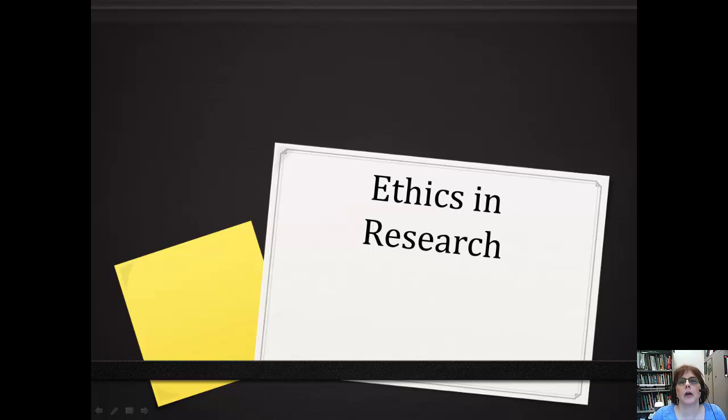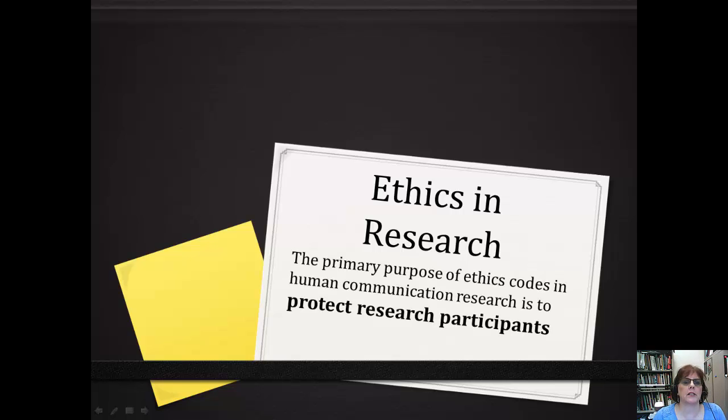Whenever you conduct research, you must be concerned with ethics. In the general sense, ethics is concerned with the moral principles that govern a person's or group's behavior. In philosophy, there are a variety of ethical perspectives. In the case of human communication research, the primary purpose of ethics is to protect research participants.